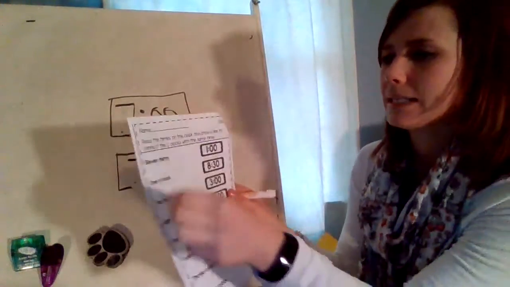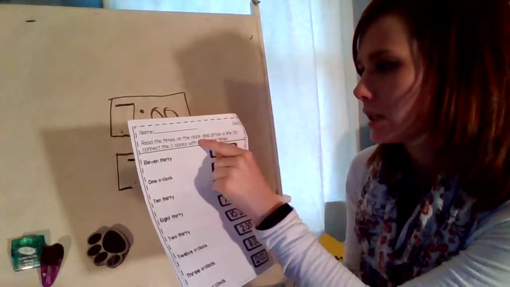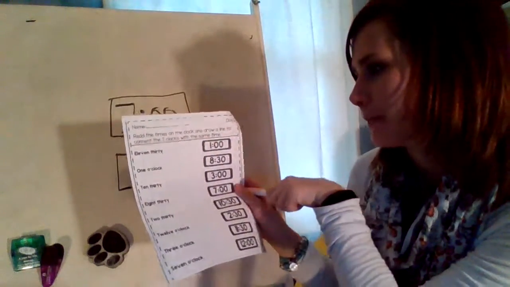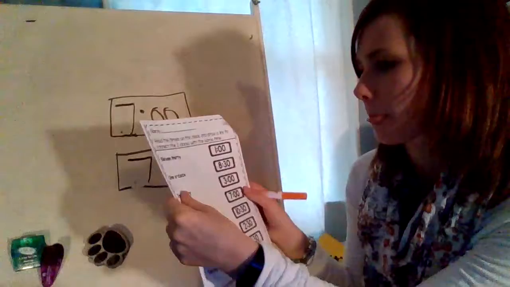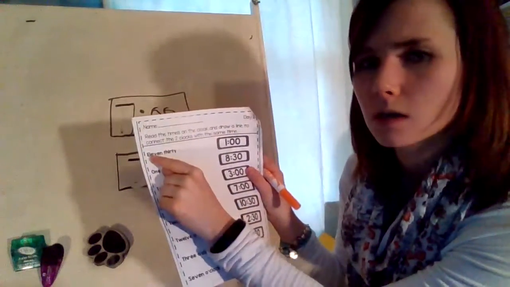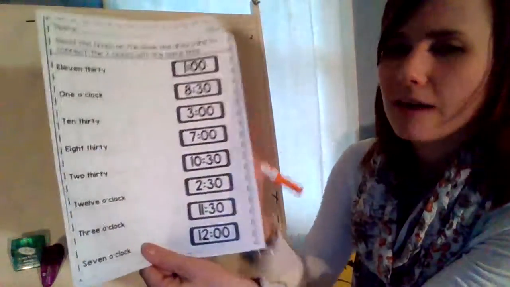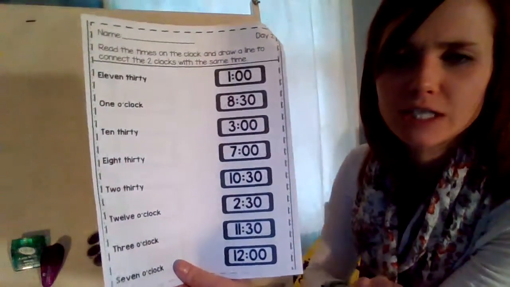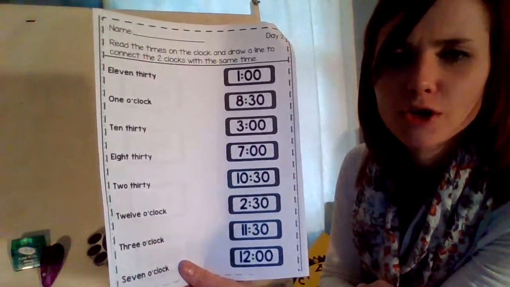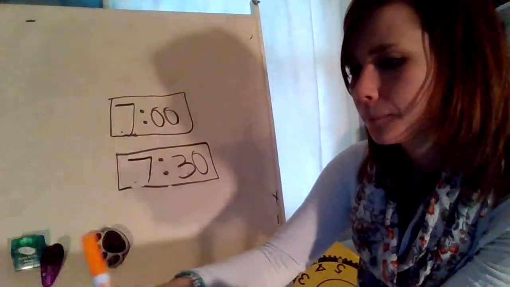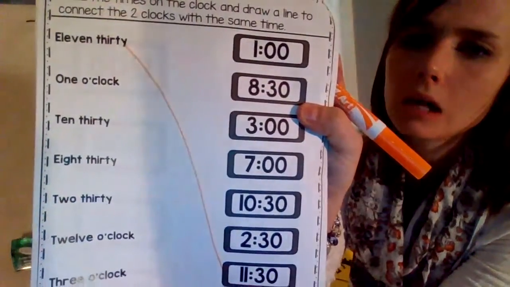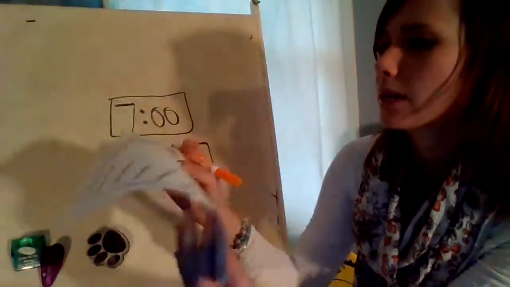All right, it says, read the times on the clock and draw a line to connect the 2 clocks with the same time, okay? So we have 11:30. Where is 11:30? 11:30, you're looking for the digital clock. 11:30. Right down there. Nice job. So you're going to connect them. 11:30. All right, let's go to the next one.